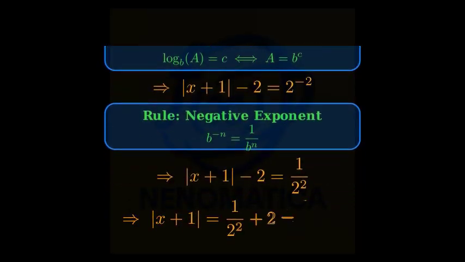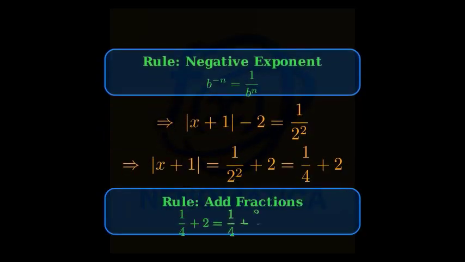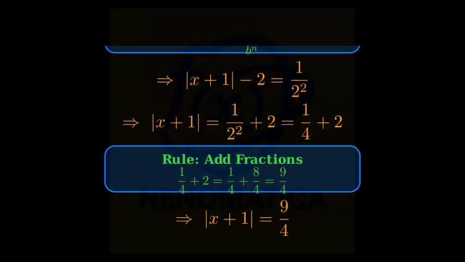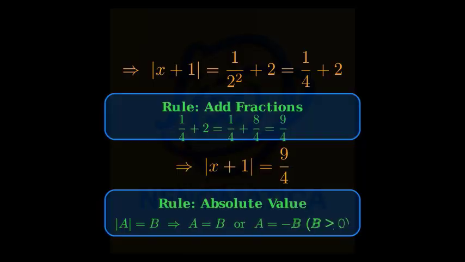Now isolate the absolute value. Add 2 to both sides to get the absolute value of x plus 1 equals 1/4 plus 2. Combine the numbers. 1/4 plus 2 is 9/4, so absolute value of x plus 1 equals 9/4. Solve the absolute value equation by splitting into two linear equations.